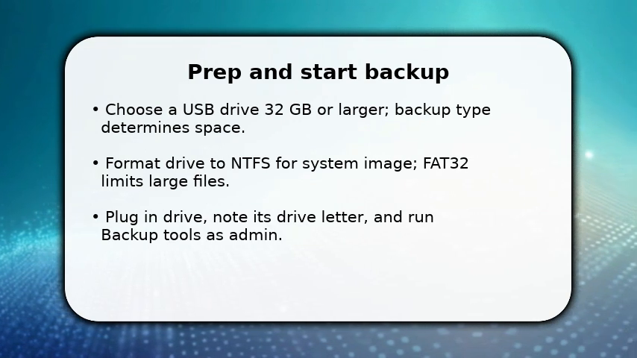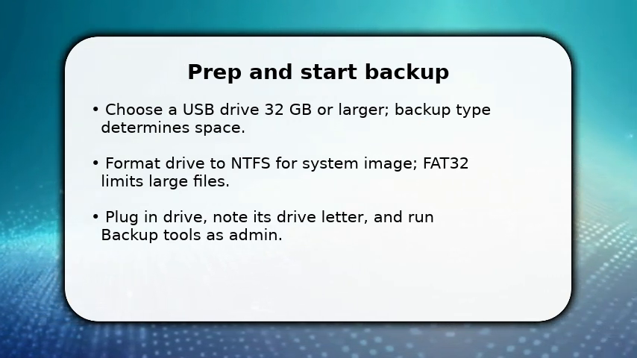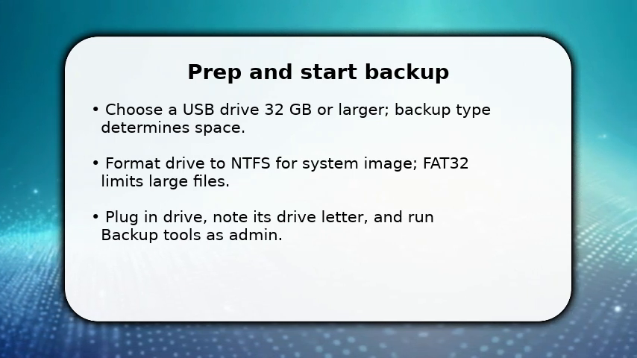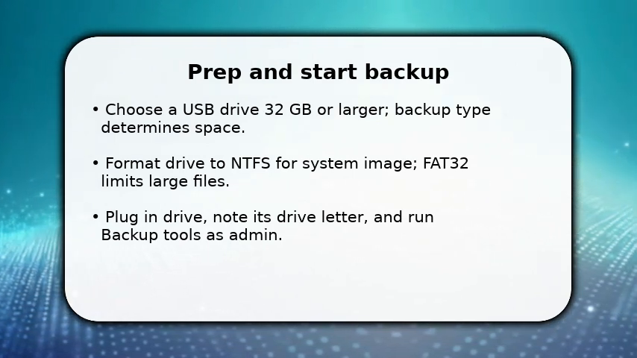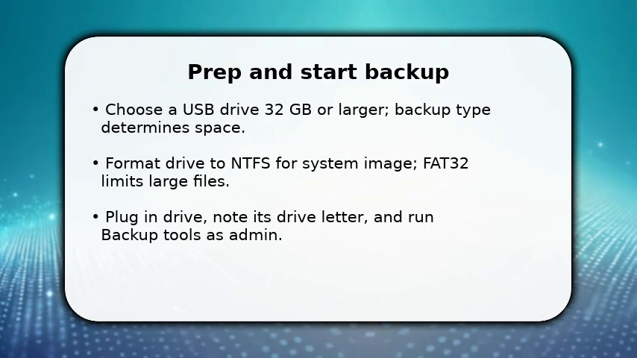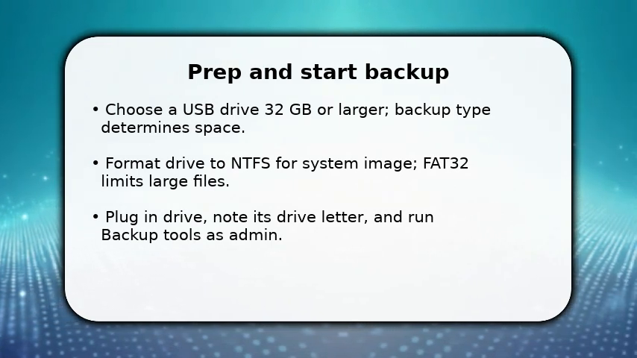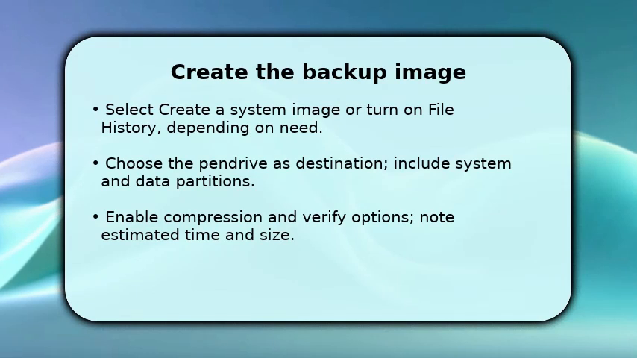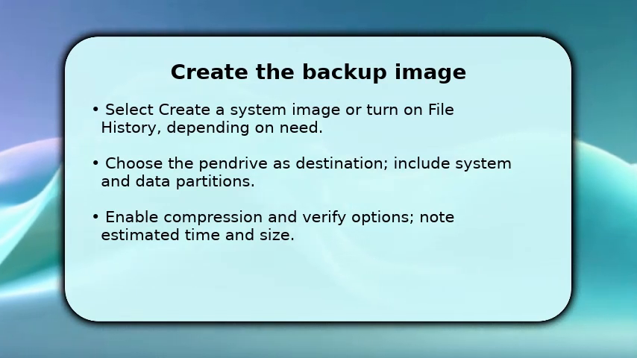Now open Control Panel Backup and Restore (Windows 7) or Settings, Update and Security, Backup for File History. Make sure you have enough free space, and then select the option to create a new backup or image to start. You now choose the specific backup method and configure details.